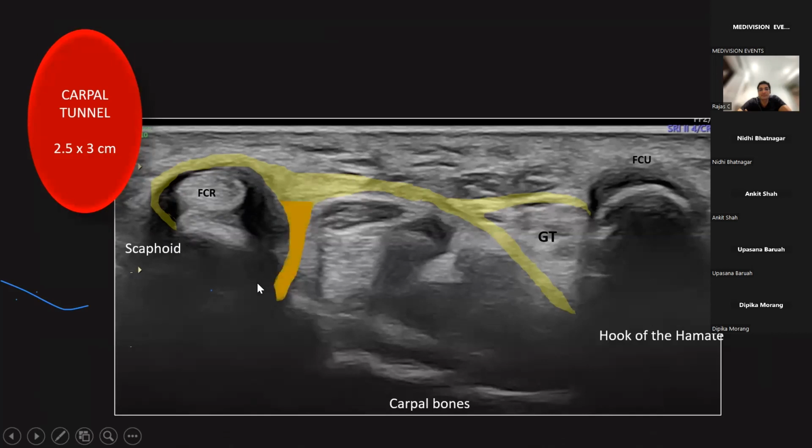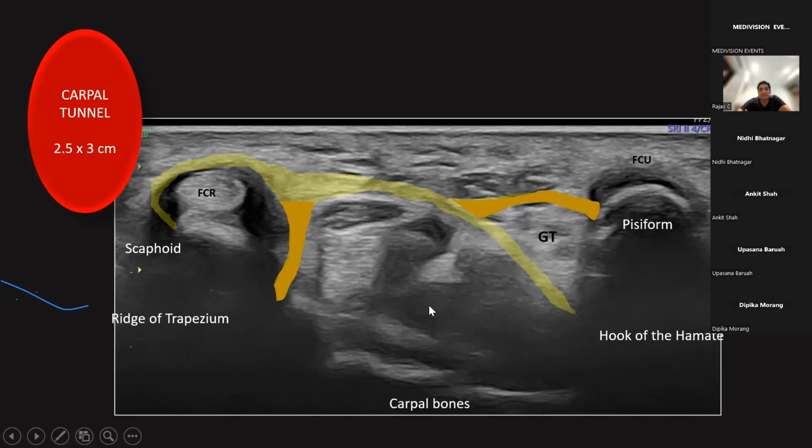and it sent a deeper band to the ridge of the trapezium. On the medial aspect, mostly it attached to the hook of the hamate and sent a superficial band, which is also called the palmar carpal ligament, and that forms the Guyon's tunnel.